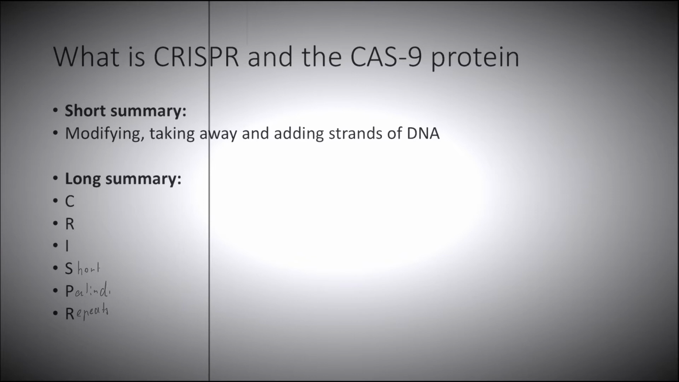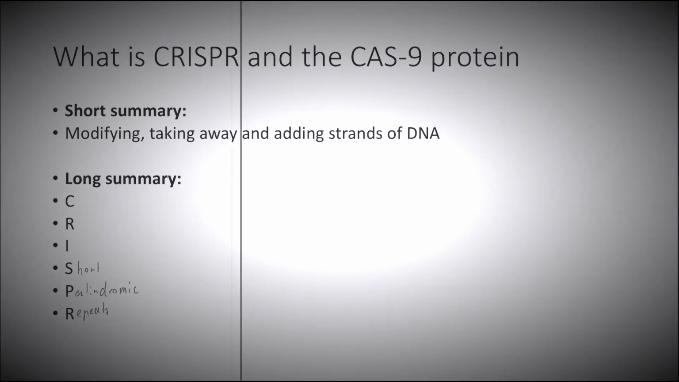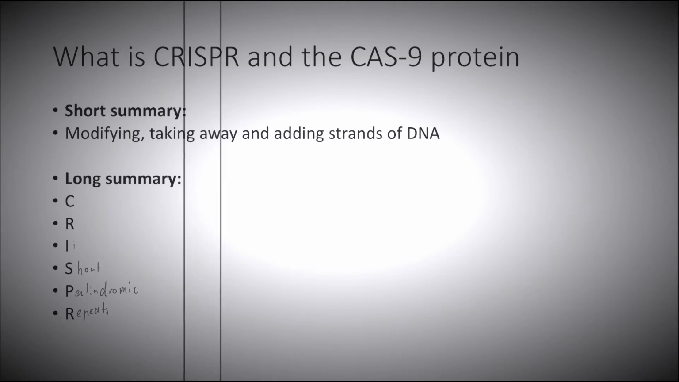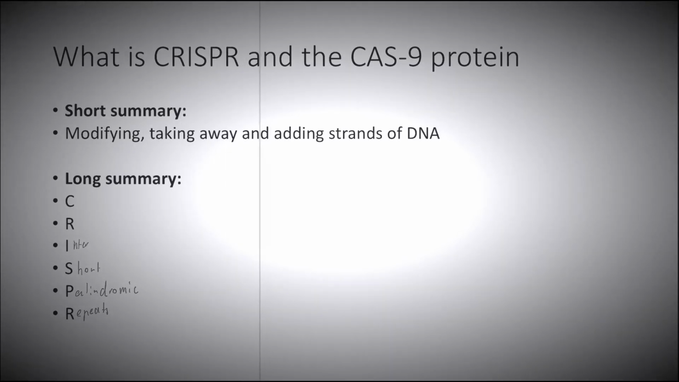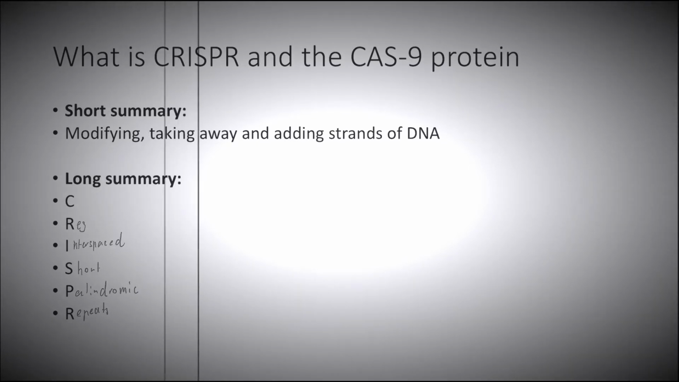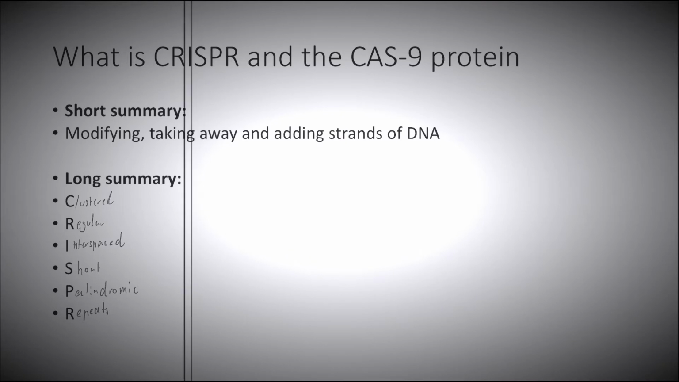The P stands for palindromic, meaning the letters can be read either way. The I, standing for interspaced, means that between these repeats there are strands of DNA called spacer DNA. The C and the R, clustered and regular, tell us DNA is found in clusters and that we find spacer DNA strands at regular intervals.